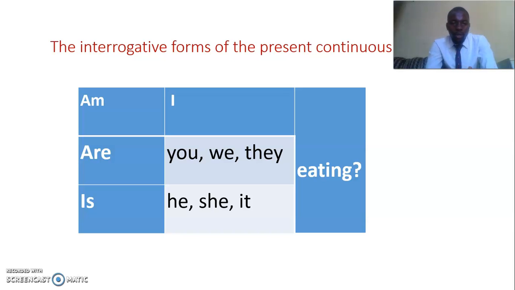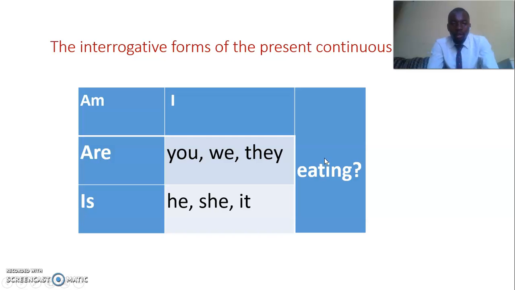So if we say in affirmative form, I am eating, here we will say, am I eating? Are you eating? Are we eating? And are they eating? Great.